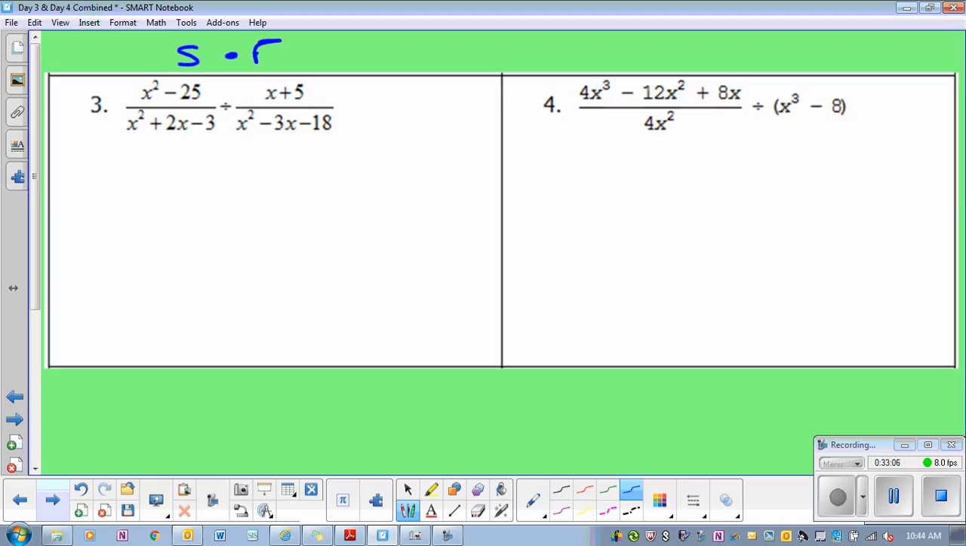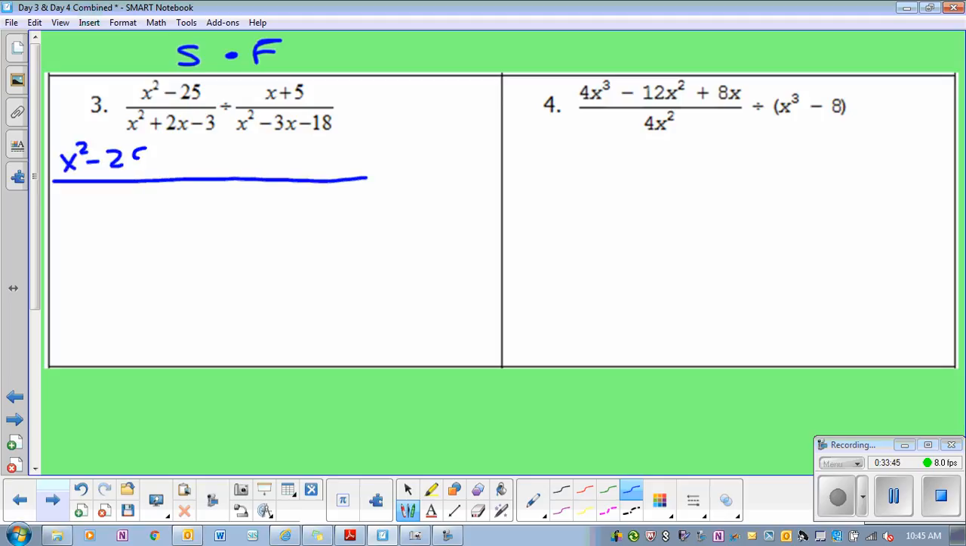S times F. Why do I know to write S times F? Because we need to make sure that the first one's the same, then the division becomes a multiplication sign. We need to flip. Yep. But remember, you only do S times F if you see a divide. If it just says multiply, you just factor and cancel, okay? If you see a divide, you change it to S times F. All right, so let's do that.